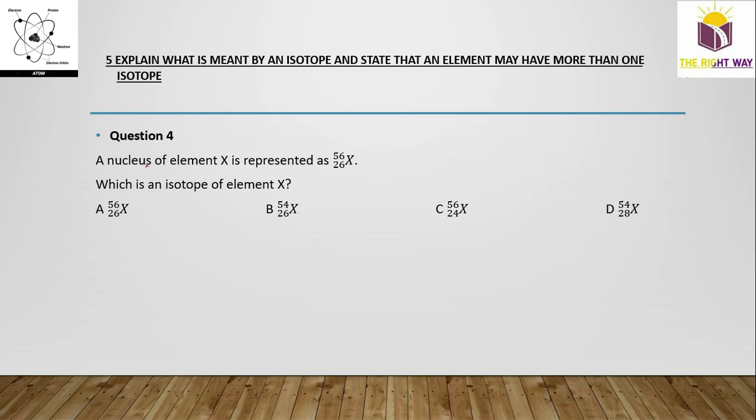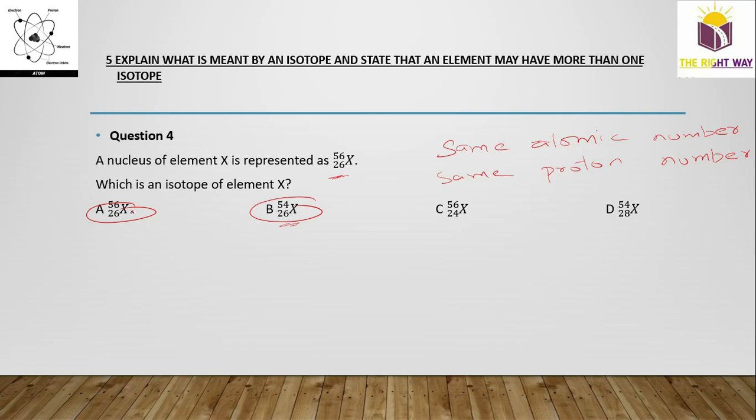Question number 4 about isotopes. A nucleus of element X is represented by 56 26 X. What is an isotope of element X? Isotopes have the same atomic number, or same proton number. So the same proton number, 26, 26, 26. These two are the right options. Maybe some writing mistakes, but the number 26 is equal in these two.